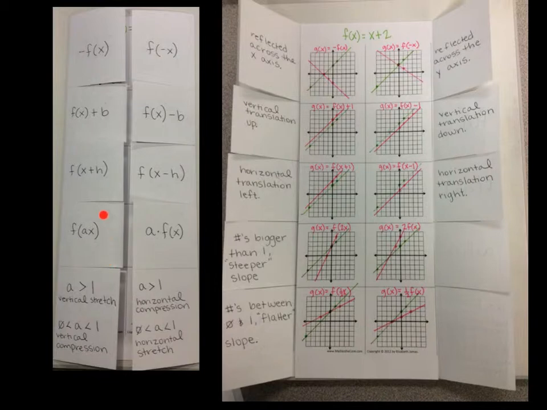From there, we worked up and down right here, so we had f of a of x, and so we talked about the fact that when you multiply a number by x, that if that number is bigger than 1, it's considered to be a vertical stretch.